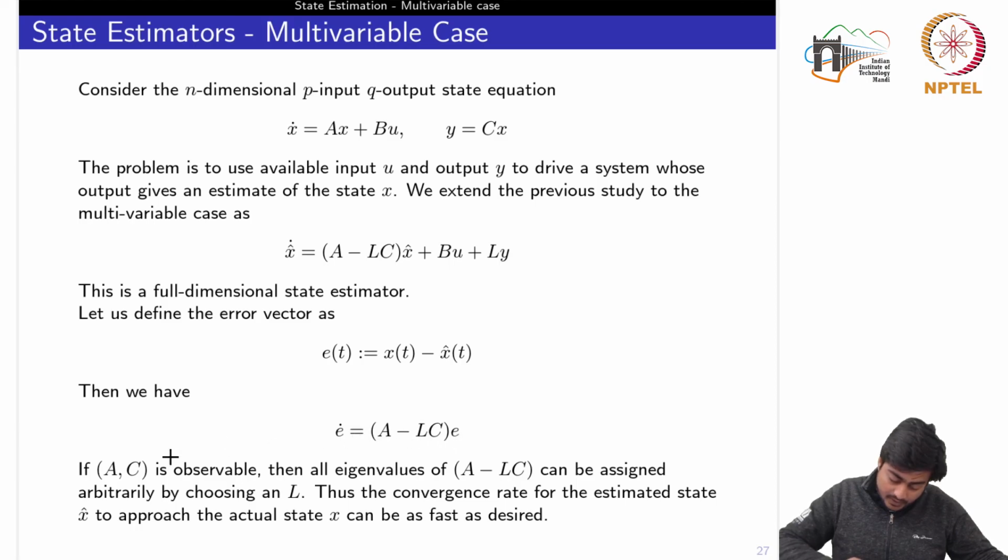Okay, where we know that if the pair A comma C is observable, then all the eigenvalues of this matrix can be assigned arbitrarily by choosing an L. Okay, if this A, C is detectable, then although we cannot put the eigenvalues of this matrix arbitrarily, we can still ensure the stability of this matrix so that the error dynamics will approach 0.